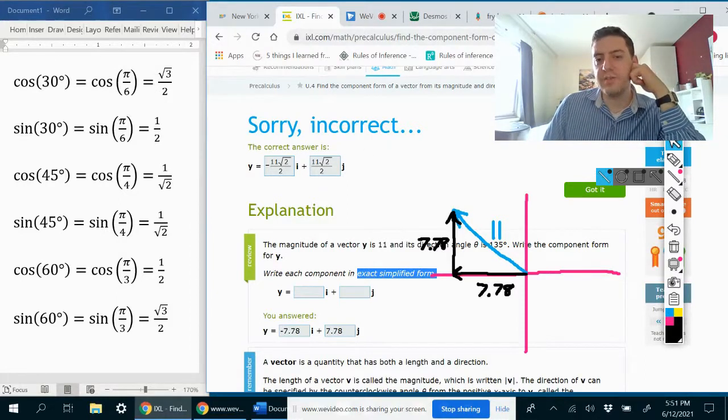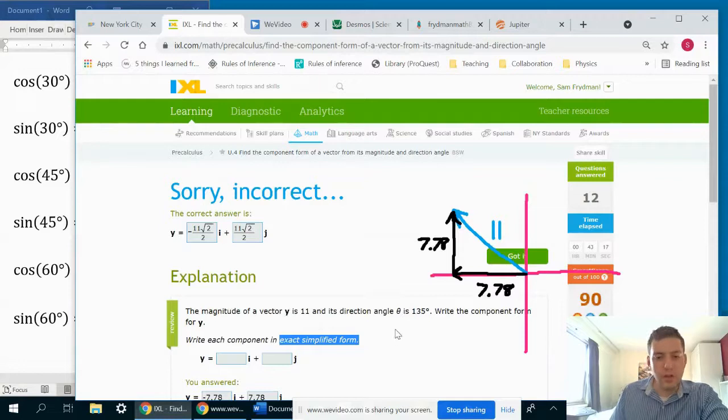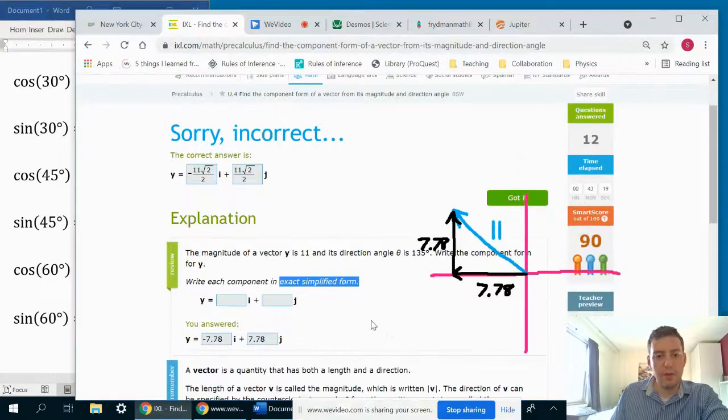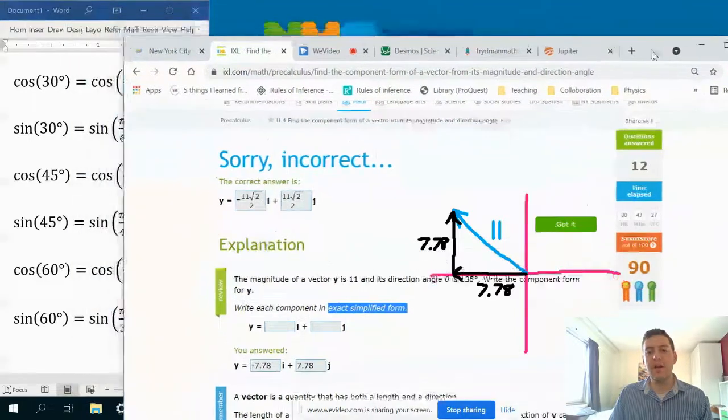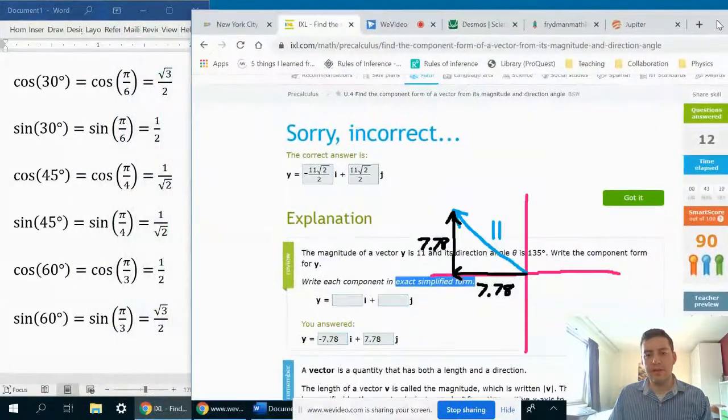If you do 11 times the square root of 2 and then divide it by 2, you would get 7.78 approximately. All right, so you do have to be careful and pay attention to when it says write each component in exact simplified form. I was not careful that time. But here's how we can think about this problem.